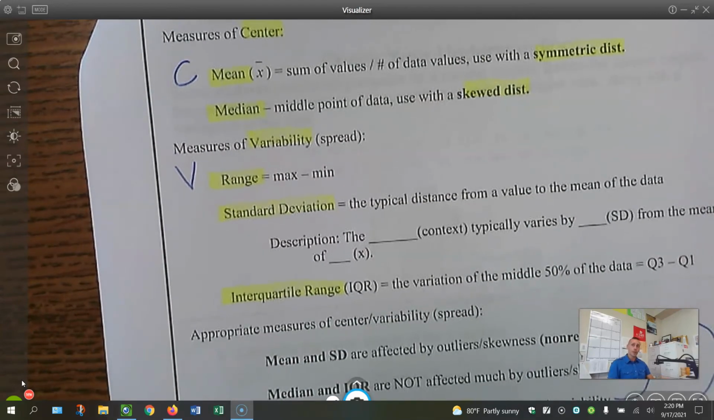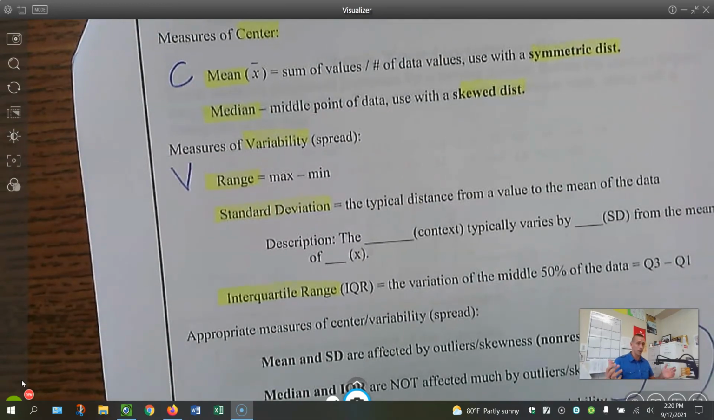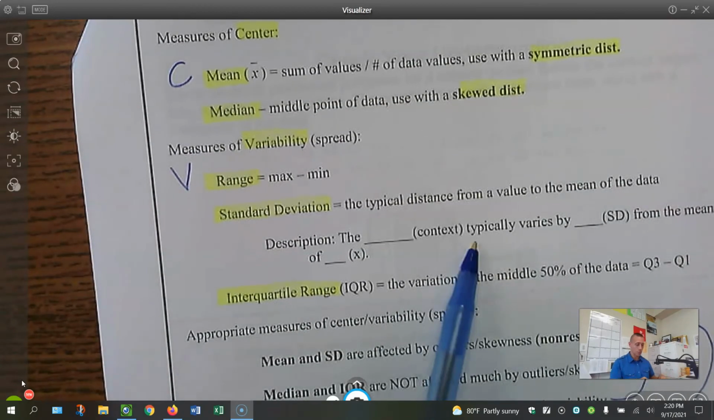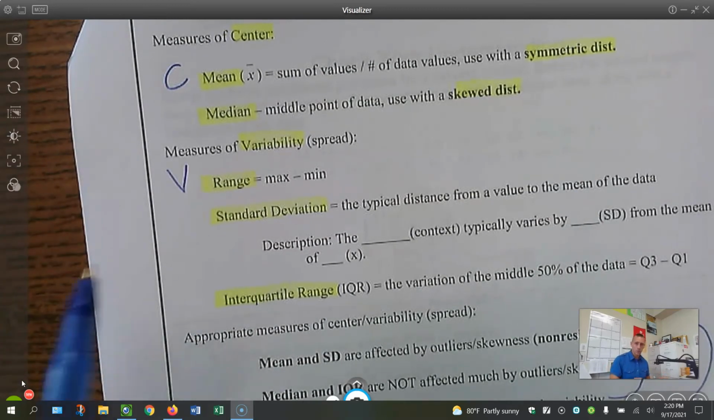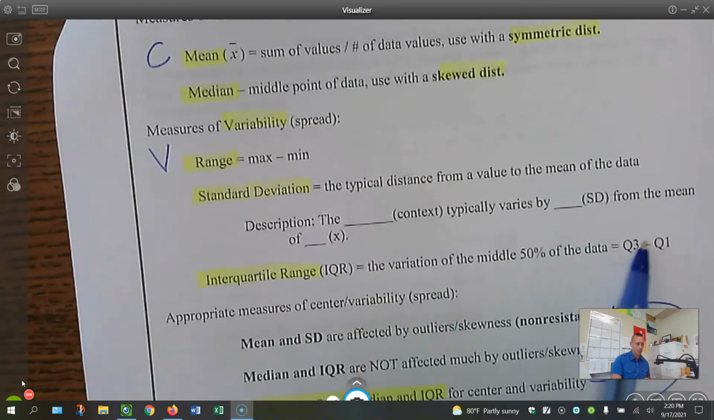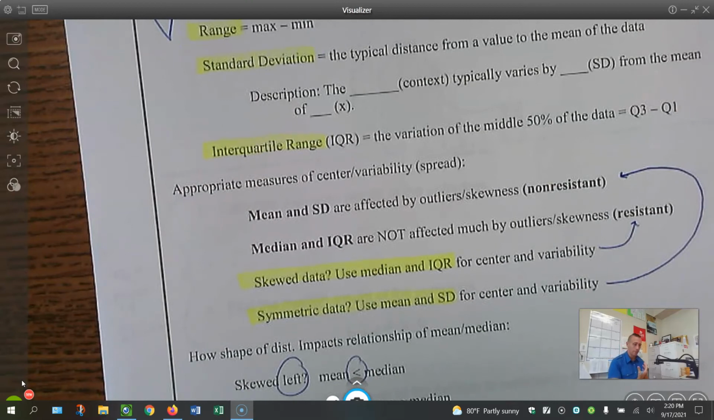So say the number of minutes it takes before you can talk fluently after eating a ghost pepper, perhaps, is maybe the average is 10 minutes for people and the standard deviation is 2 minutes. So interpreting that 2 minutes, the amount of time to speak fluently after eating a ghost pepper typically varies by 2 minutes from the mean of 10 minutes. That's essentially how you would describe standard deviation. Interquartile range, it's the variation in the middle 50%, and that's one of the two formulas that you need to know.